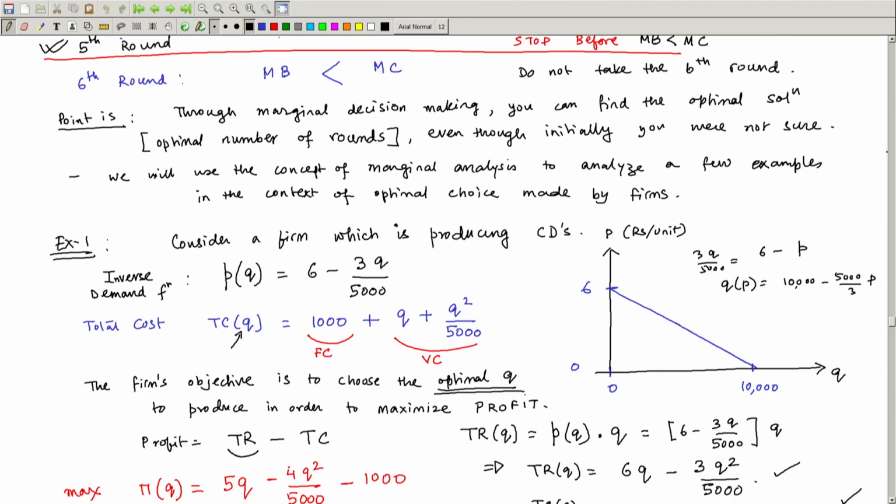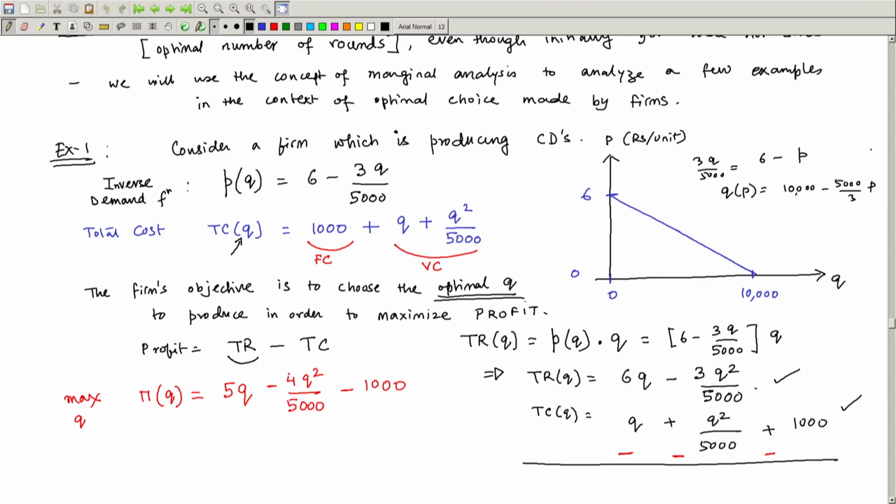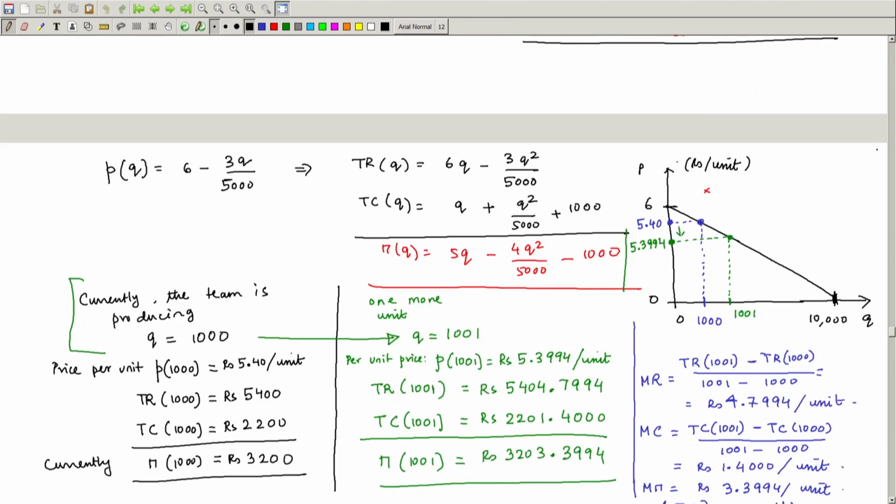So, the example that we are currently looking at is a firm. Let us say the firm is producing CDs. It could be any good, pens or pencils, but the example that we are taking is a firm which is producing CDs. There is an inverse demand curve which is given by P as a function of Q equals 6 minus 3Q by 5000. Using the inverse demand curve, we have computed the total revenue.